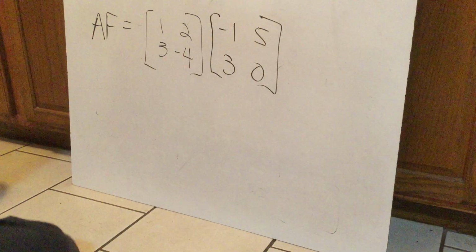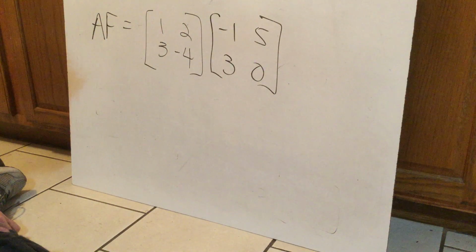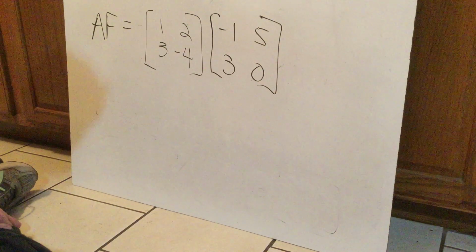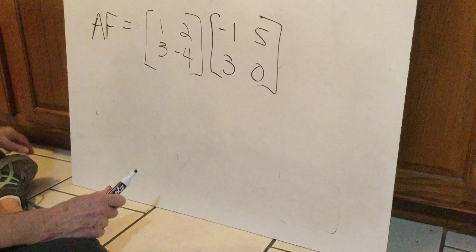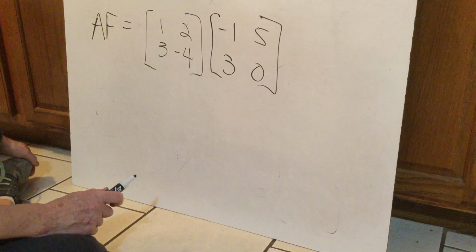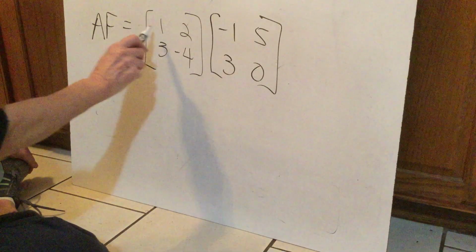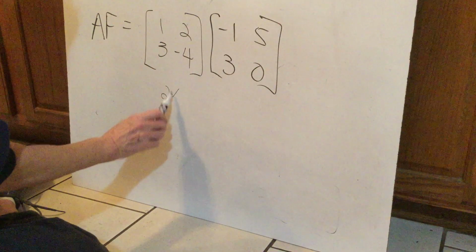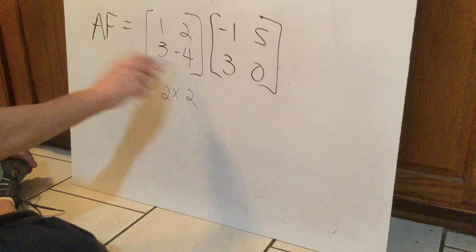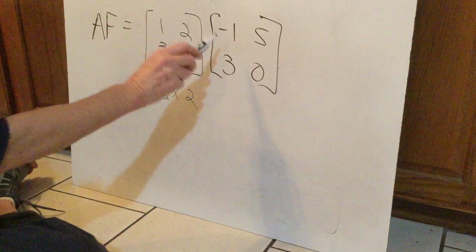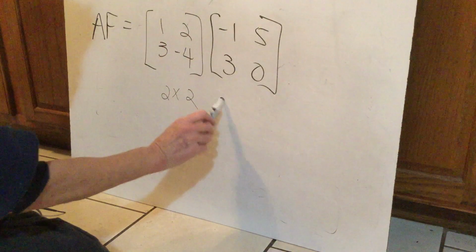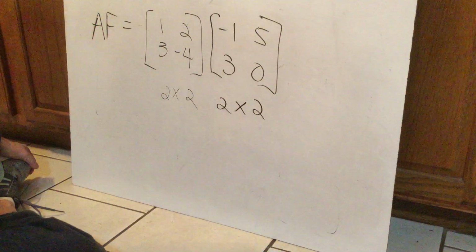Now, I need you to pay real close attention, and you may need to replay this a couple of times till you get the hang of it. Once you get the hang of it, it's easy, but it is a little bit strange getting started. So here are the steps. The first thing you have to do is check the dimensions of each matrix. So this guy is 2 by 2. And again, 2 rows, 2 columns. This guy is 2 by 2, 2 rows and 2 columns.